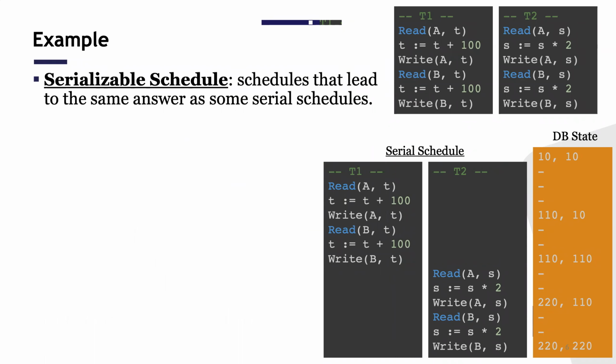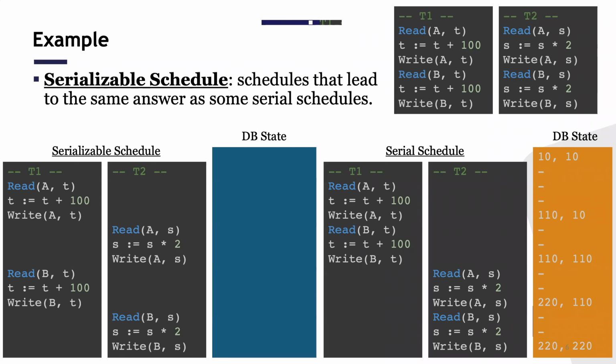So we define the notion of a serializable schedule, which is essentially a schedule that gives the same answer as some serial schedule. For example, you could mix your instructions in this way. Clearly, this is not a serial schedule, because you are not running the whole thing sequentially. However, if you look at the database state, at the end of the day you get the same state as this serial schedule. If that happens, we call this schedule serializable.